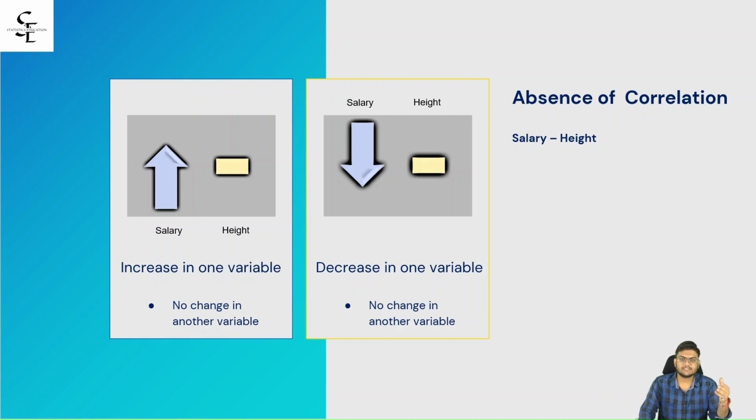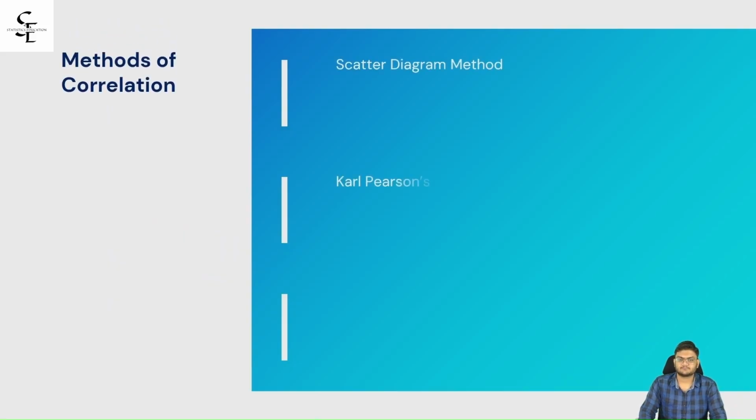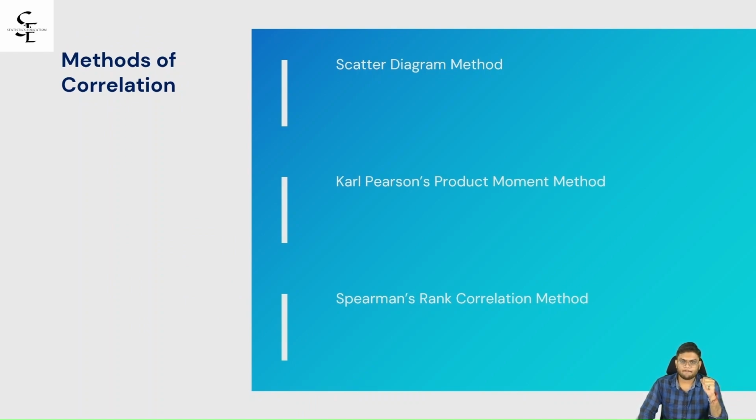I hope you understood the types of correlation. Now let's move on to the methods of obtaining correlation. So there are many methods to obtain correlation, but these three are the basic ones. The first one is scatter diagram.